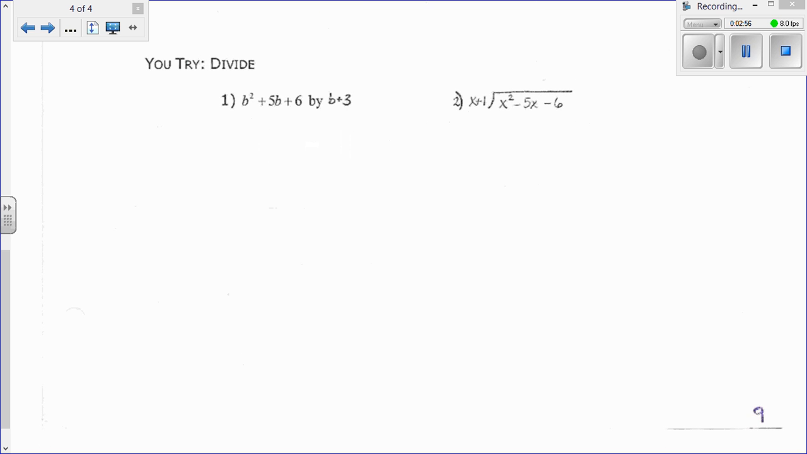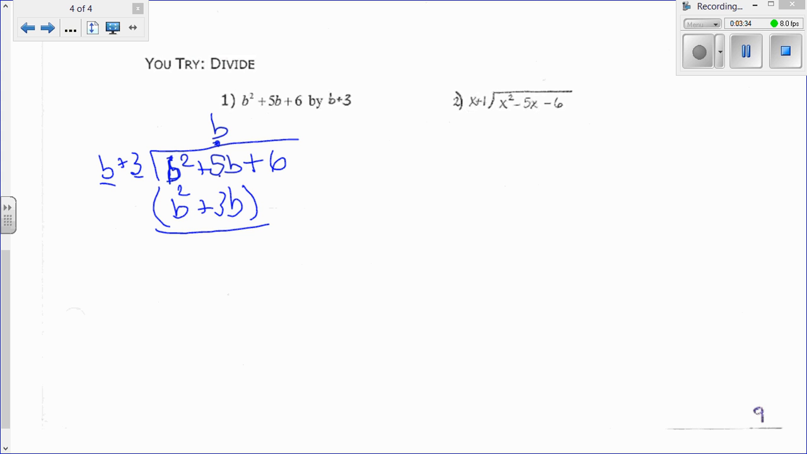So for the first one, we have b plus 3 that needs to go on the outside. And then on the inside is b squared plus 5b plus 6. I have two terms, so I go over 2 places, and I put just a little dot so I know where to write my first term. B times what will give me b squared? Well, that's b. B times b is b squared. B times 3 is 3b.